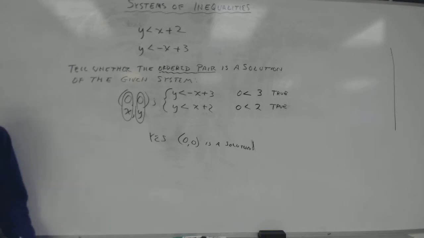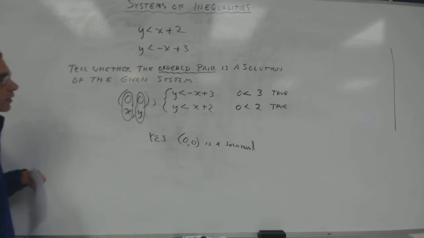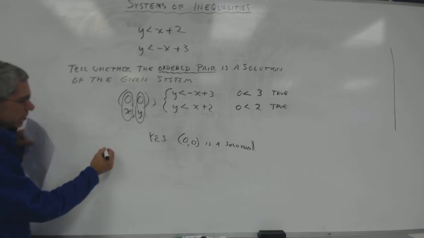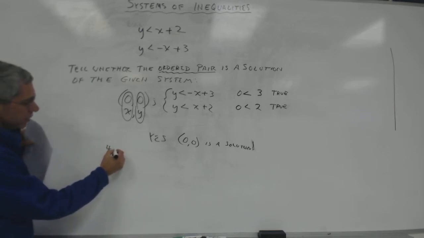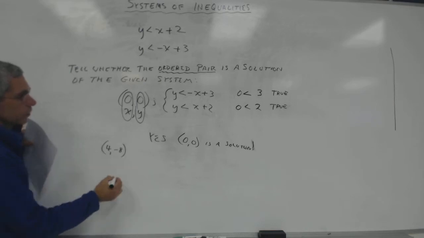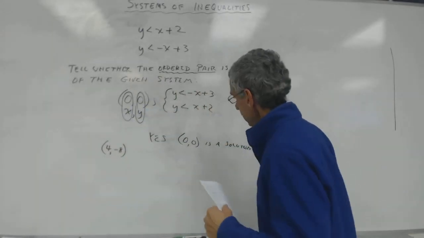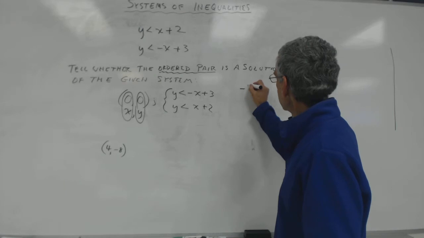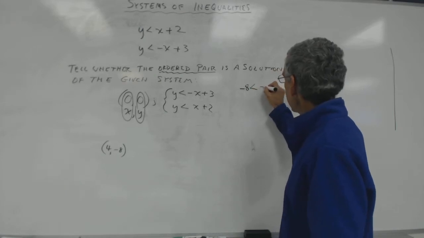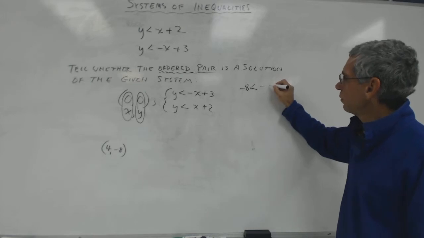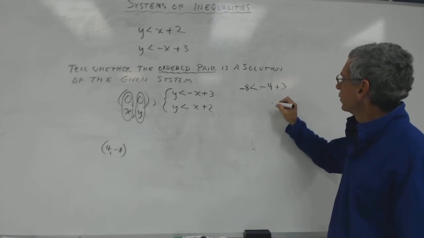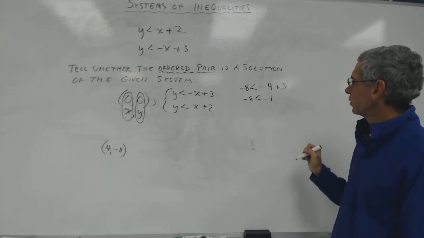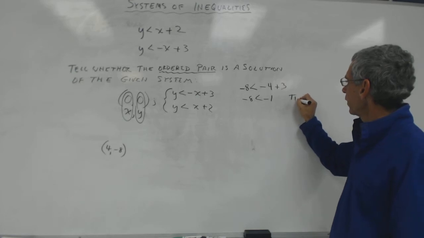Sure, that's fine. All right, so I'm going to ask another one. Let me think, let's try this. Is 4 comma negative 8 a solution? So now we're going to erase this. We're going to come back over here, and we're going to plug those in. So negative 8 is less than negative 4 plus 3. That would mean negative 8 is less than negative 1. Is that true or false? That's true. Okay, that one works for sure.